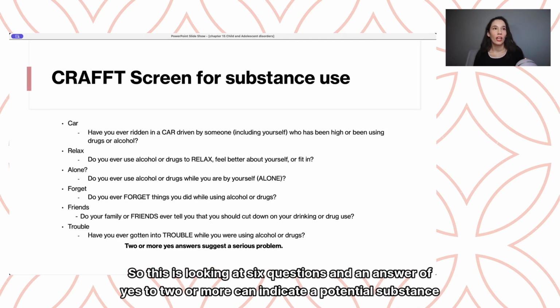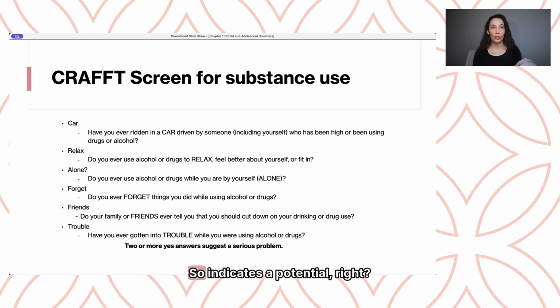This looks at 6 questions, and an answer of yes to 2 or more can indicate a potential substance use disorder. So it indicates a potential, right? We have to always assess more. This is just a screen. So the first letter stands for CAR.